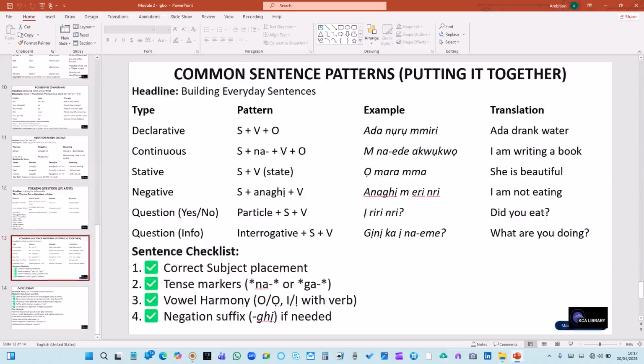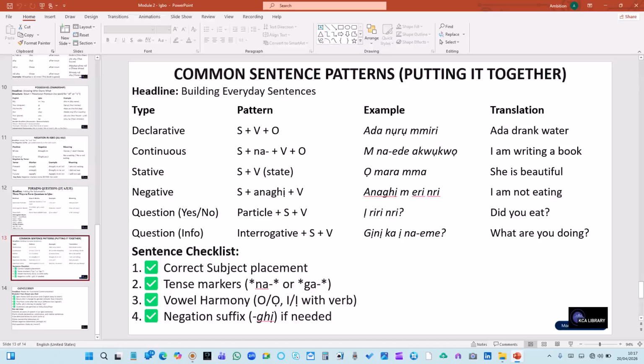Having known that, let us look at common sentence patterns, that is putting it together, which entails building everyday sentences. So the declarative form includes subject, verb, object, like Ada ṅụrụ mmiri, Ada drank water. Then the continuous form pattern includes subject plus na plus the verb plus the object. M na-ede akwụkwọ, which means I am writing a book.